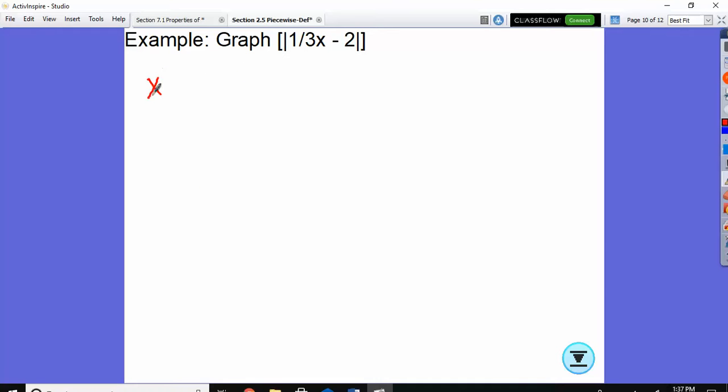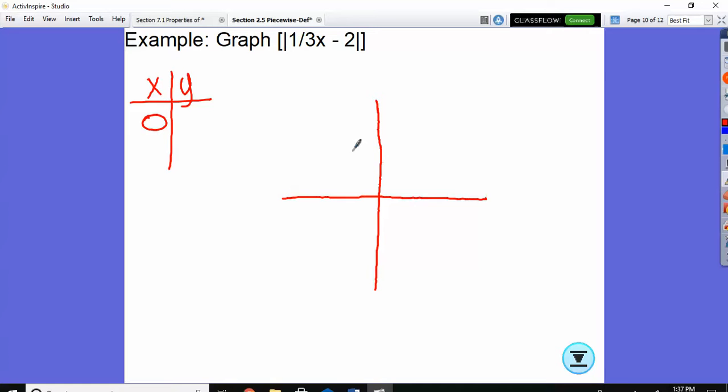Alright, so I have the greatest integer of 1/3 x minus 2. T-chart. I recommend starting with a nice point. I typically always start with 0. It gives us a good place to begin. If I plug it in, 1/3 times 0 is 0, minus 2 is -2. So we get the greatest integer of -2, which is -2. So 0, -2 is a point on my graph.